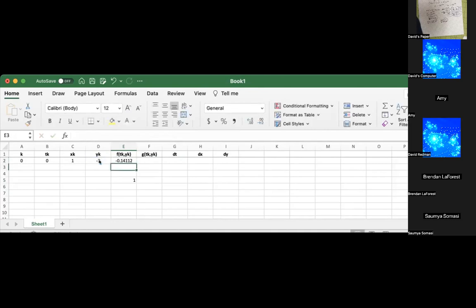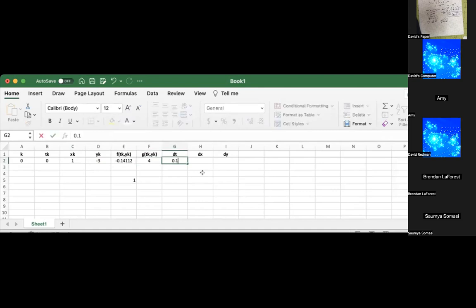Let's see what happens. Now the G is going to be 2 times X minus X cubed minus Y. So I'm going to have to write that as 2 times this cell minus, oops, sorry. Try again. Equals 2 times this cell minus this cell again cubed minus the Y cell. I think that'll do it. Now that is, I'm sorry, 2 minus 1 minus negative 3 is 4. So numerically that sounds right.